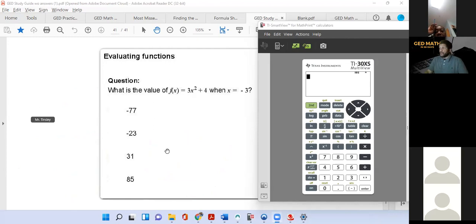Now, watch this. So right now, all we got to do is understand that they want to store x as -3. So everywhere you see x, they want to put a -3. That tells you right away you need to store that variable. So -3, store x, you press enter, and then you type this function exactly the way you see it. 3x squared plus 4, 31. I'm going to use the calculator now.